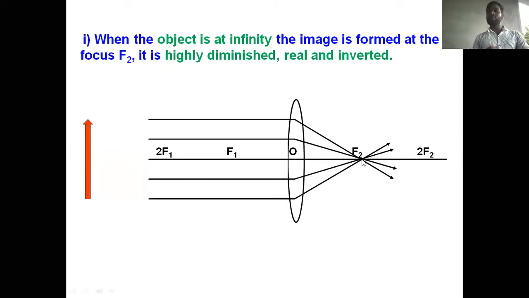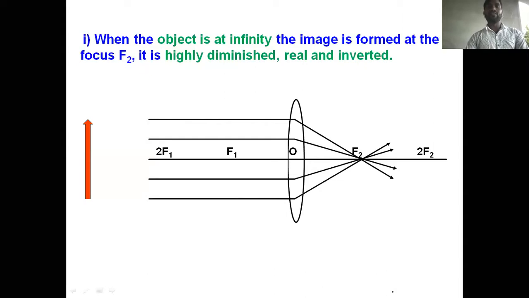And one more thing. See how much length the object has, but if you observe, the image is almost a point. That means it is a diminished image. Not just diminished, it is a highly diminished image. Diminished means very small size, or the size of the image is very less, it reduces its size. So here we are getting almost a point-size image. So we note down the nature: highly diminished, real and inverted. So that is the first case.